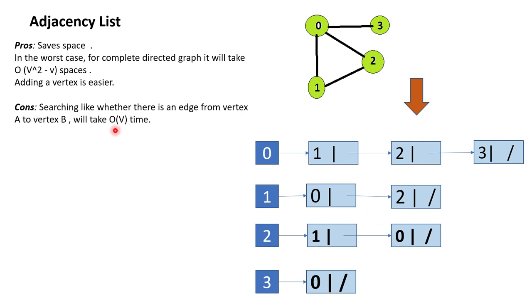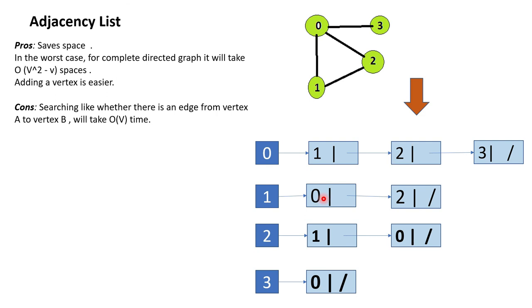So what are some cons or disadvantages? Like searching, whether there is an edge from vertex A to B present or not, that will take O(V) of time. In case of adjacency matrix, that was O(1) of time. But here if I have to tell whether any edge is present between 1 and 0, then what we can do is, we can go to 1, then within this linked list we can search if 0 is present or not.